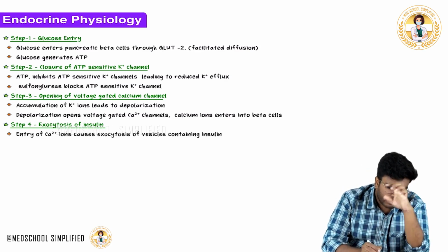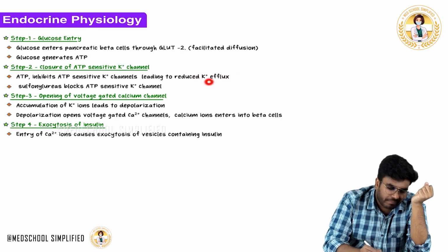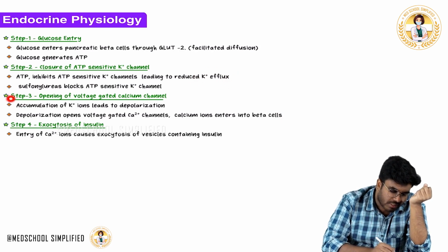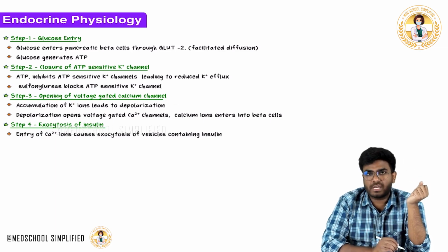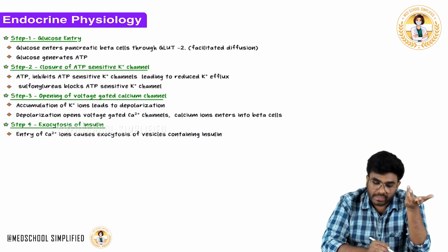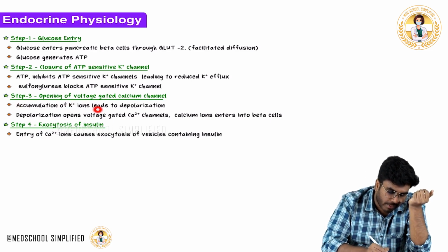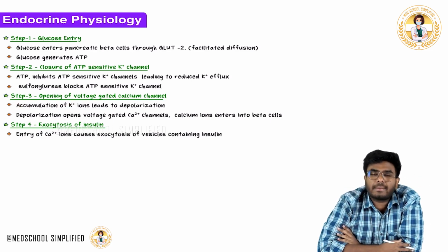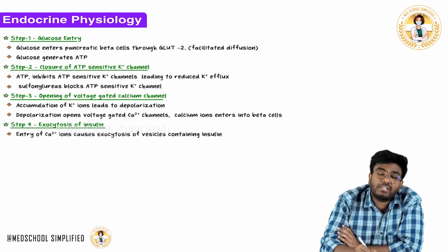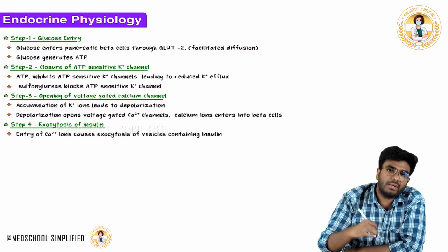Next, let's come back. Now what is happening? Potassium channels are blocked. Because of that, potassium starts to accumulate. What is the third step? Opening of the voltage gated calcium channels. Why are the voltage gated calcium channels opening? Because accumulation of potassium ions leads to depolarization, and depolarization opens the voltage gated calcium channels. Calcium ions enter into the beta cell.